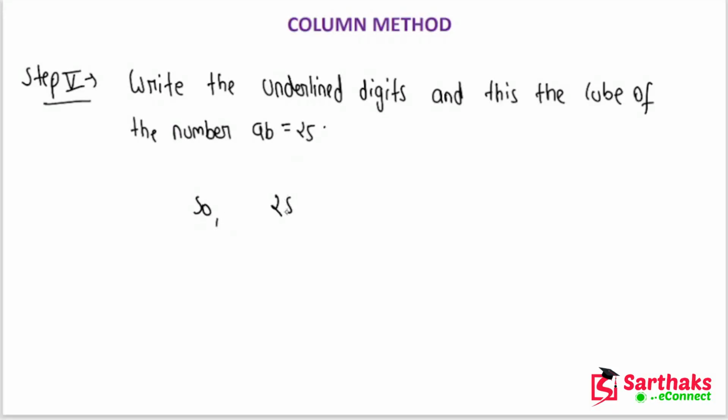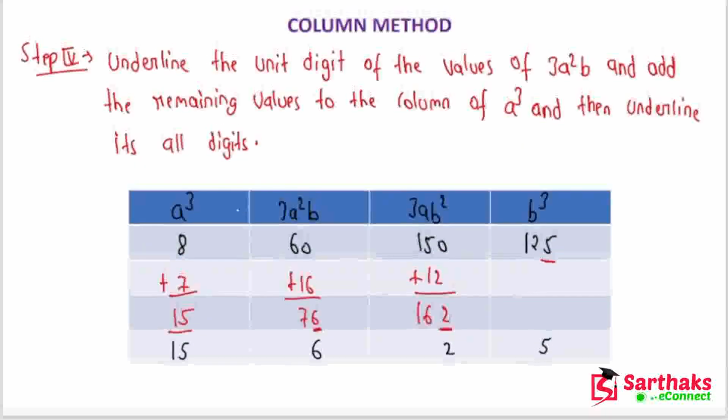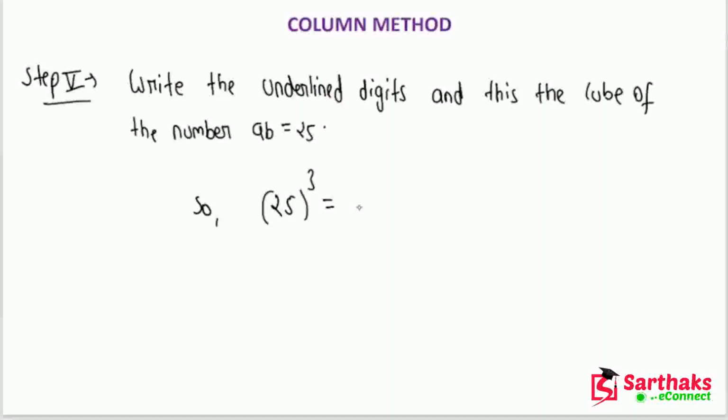So 25 cube. Now what were the digits which we have written? 1, 5, 6, 2, 5. Okay, so that is the cube basically. So 1, 5, 6, 2, 5. This was the column method to calculate cube.